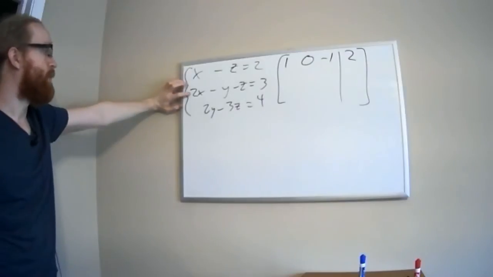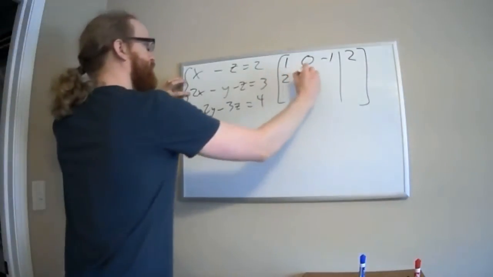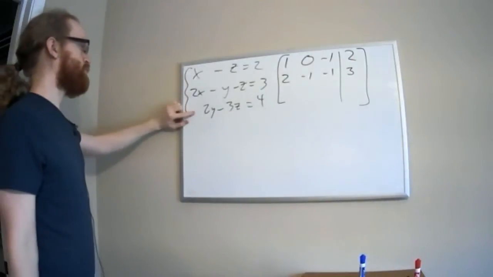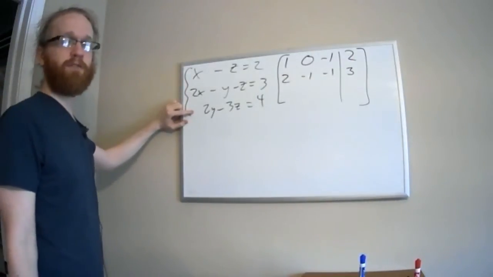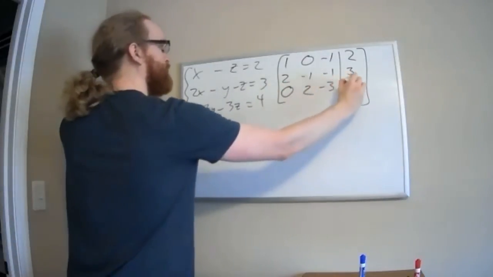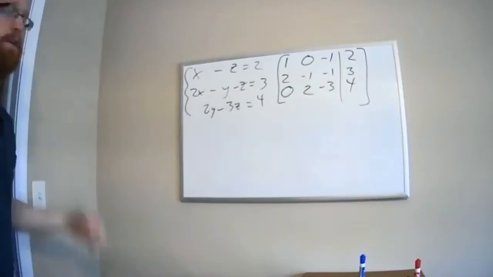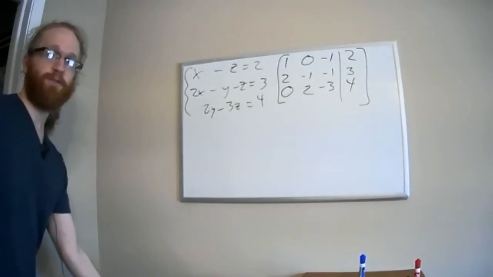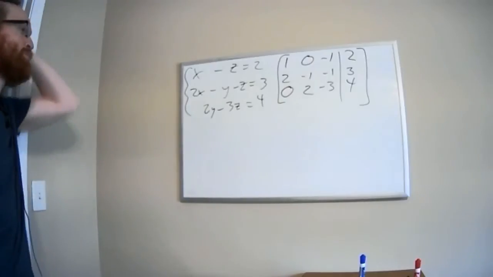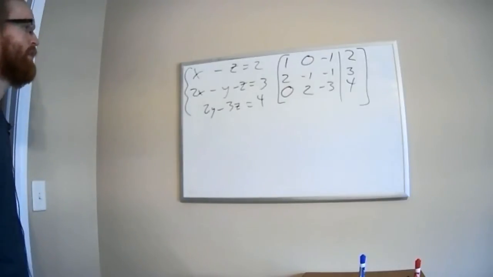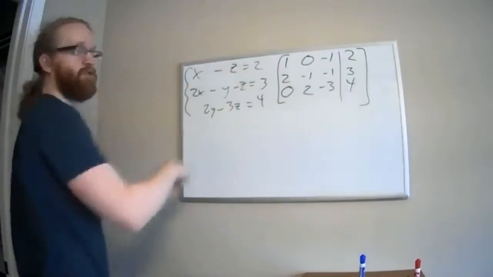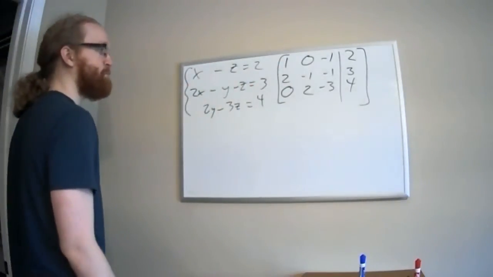The second row would then be 2, negative 1, negative 1, 3. And in the last row, I'm missing an x, so I'm going to put a 0 in the x part. So it'll be 0, 2, negative 3, 4. All right, so this is my augmented matrix. I now need to try and reduce it. The first step is to get a 1 up here. There's already a 1, so I don't have to worry about that.